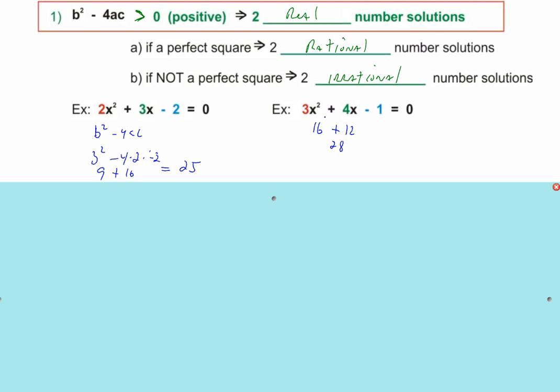So if we were going to be specific, we did get values that are positive. So we know we have two real number solutions. But specifically, this left one is two rational number solutions. And because we got a 28 on the second one, the discriminant tells us we get what? Say it. How many? Two irrational number solutions.